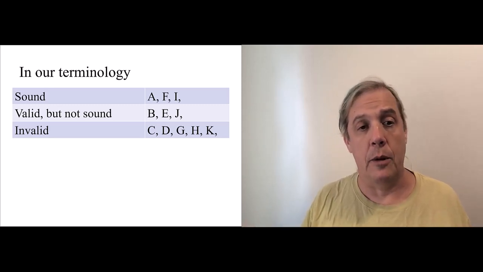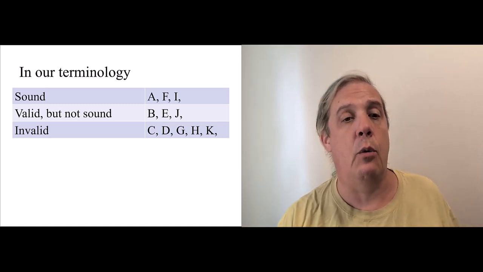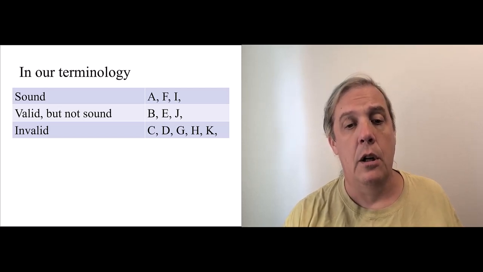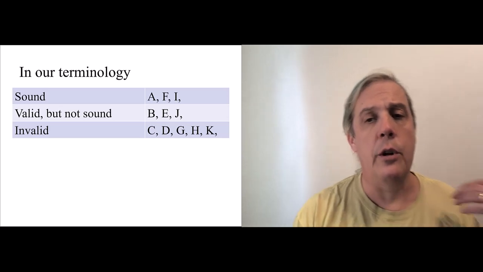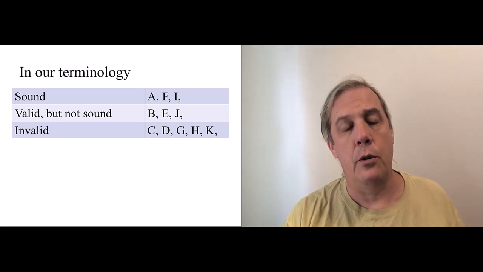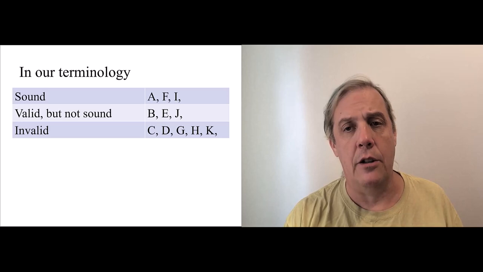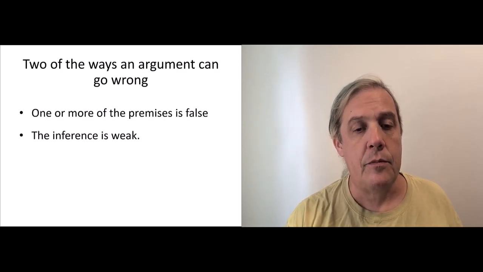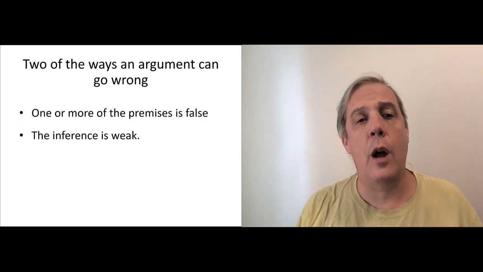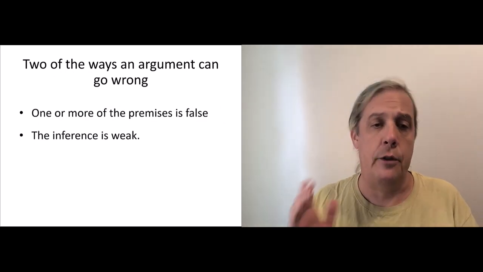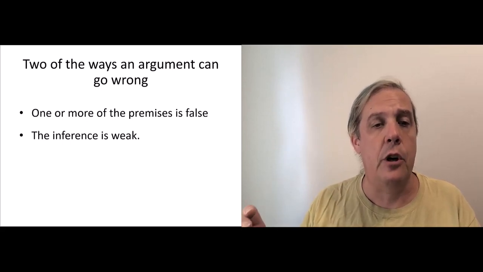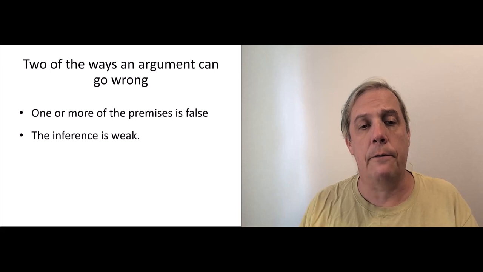That is, you're not worried about whether something belongs in the top pile, the sound pile, or the valid but not sound pile. So now I'm going to go into more detail about this terminology. But basically the idea is, as I said before, there are 2 ways an argument can go wrong if you just look at the argument in itself. One or more of the premises can be false, and the inference could be weak.